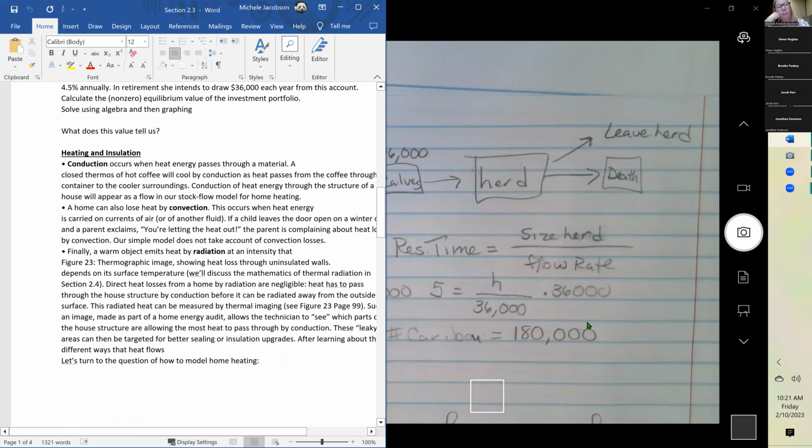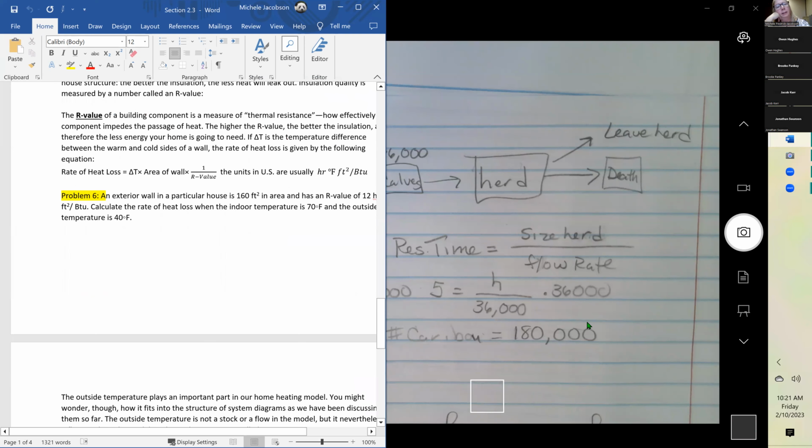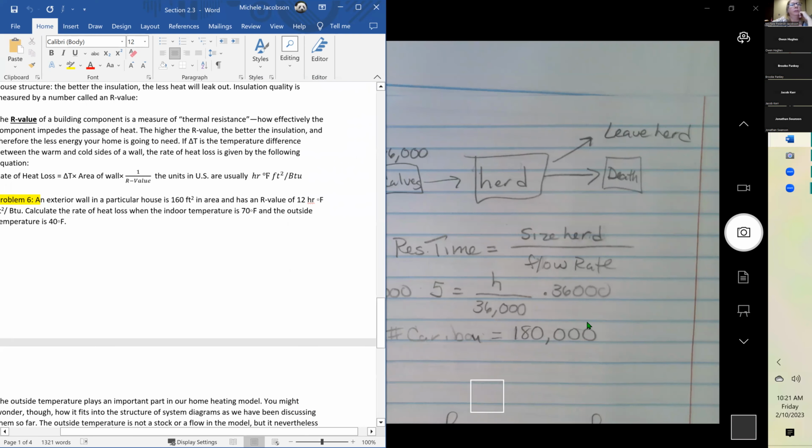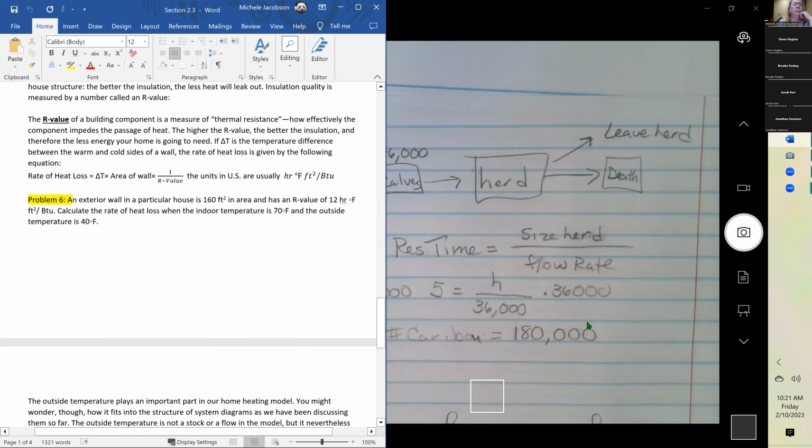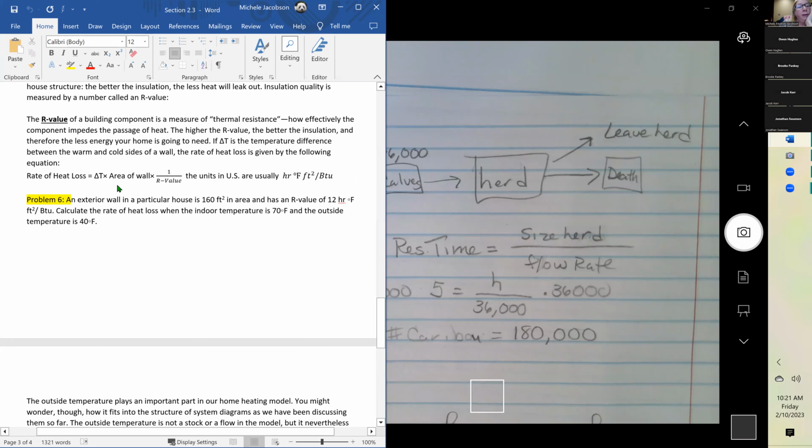There were, I think, 2 problems that I wanted to do in this section that we hadn't done yet. Problem 6 is where we were. Now, the rate of heat loss, there's a formula here. The delta T is just your outside temperature minus your inside temperature. Area of whatever wall we're talking about, ceiling, floor, it's just the area. Usually length times width because it'll be a rectangle, or like this one, they gave us the area. And then 1 over the R value.